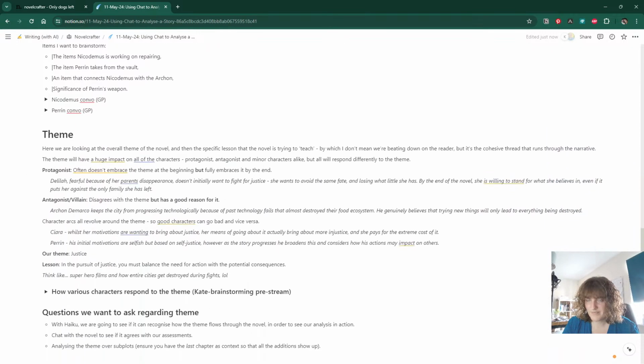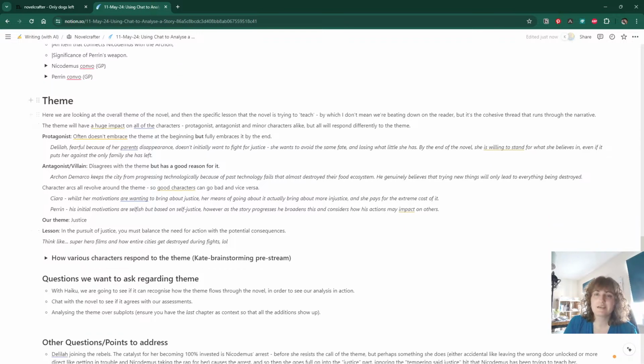Okay. And our final section for today, theme. So here we're looking at the overall theme of the novel, the thing that runs through it, and the specific lesson that the novel's trying to teach, by which we're not whacking it down on the reader. It's a thread that runs through the story. The theme's going to impact all of our characters, protagonist, antagonist, minor characters, but all will respond differently to said theme.